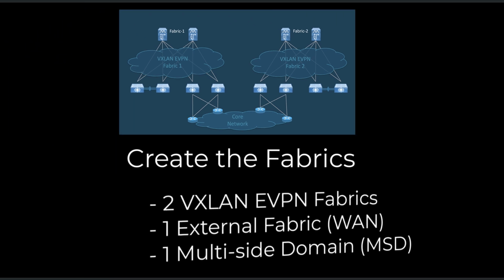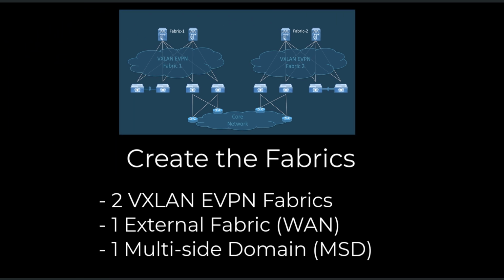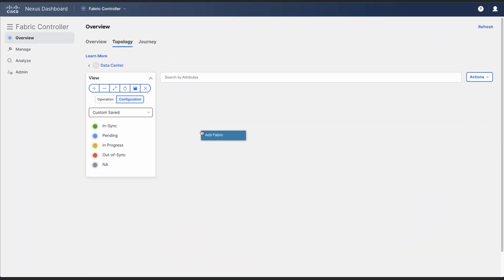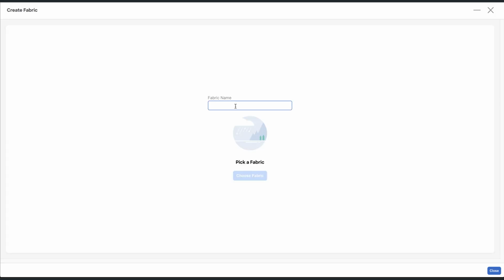The first actions with NDFC is to create the two VXLAN EVPN fabrics, an external fabric for the routed inter-site connectivity, as well as the multi-site domain used for the overlay networks and VRF extensions across sites. Add the first fabric, give a name, Fabric 1.